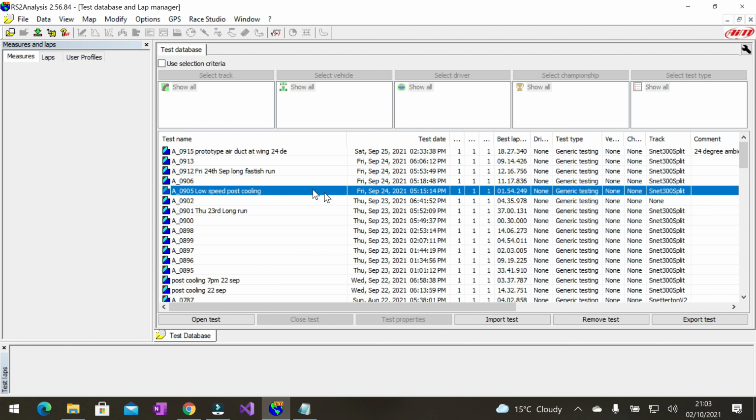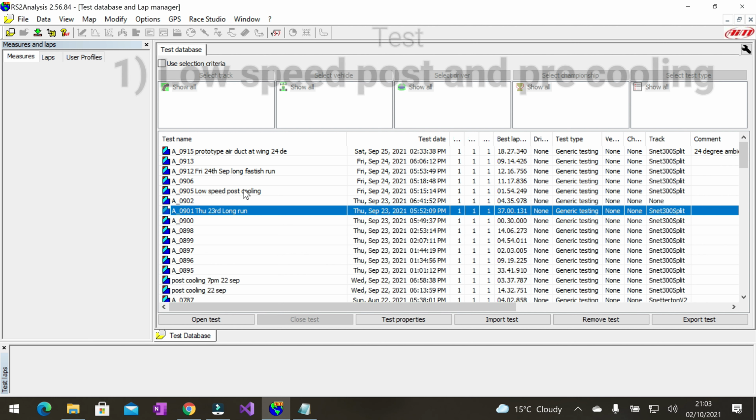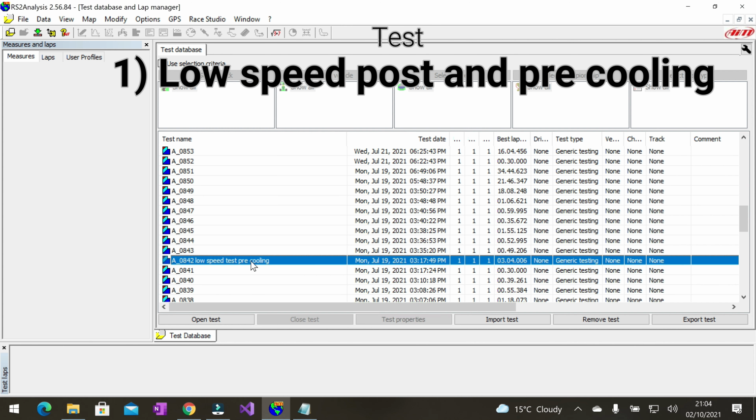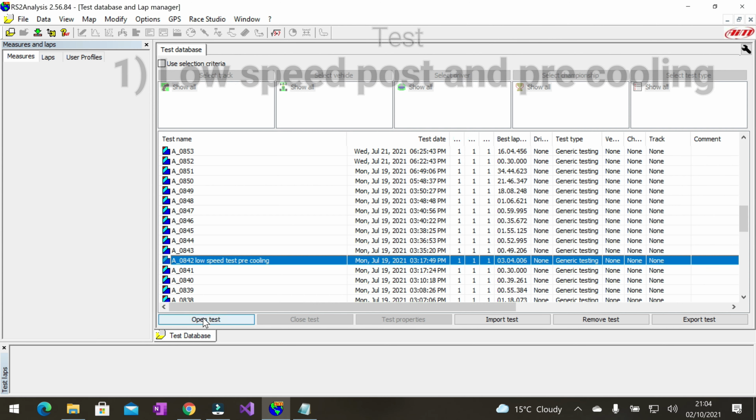So what I'm going to do first, I've got quite a lot of data sets to show you, but the first one I'm going to show is low speed, post cooling and pre-cooling. So this is a relatively small data set, which is about a minute or 2 minutes long. This was recorded on September the 24th. Ambient temperature was about 20, 21 degrees Celsius. This one was recorded on July the 19th. Again, similar ambient temperature, similar time.